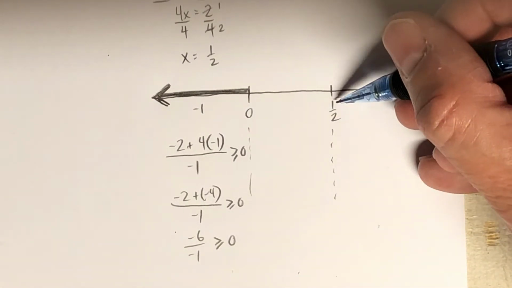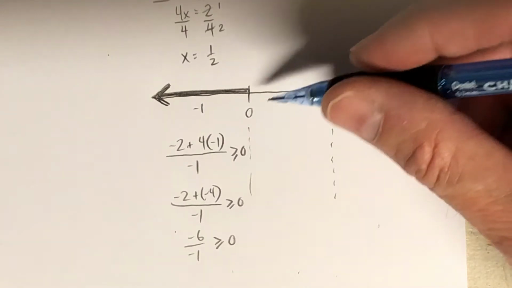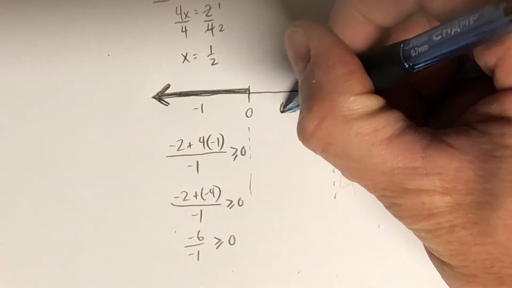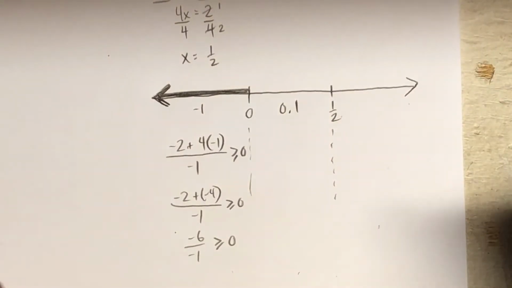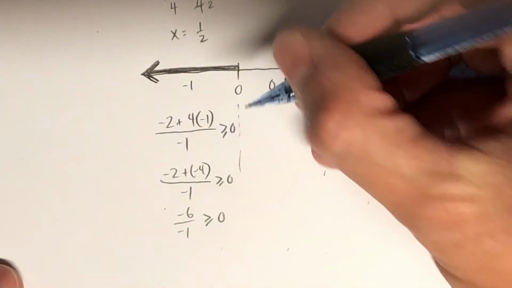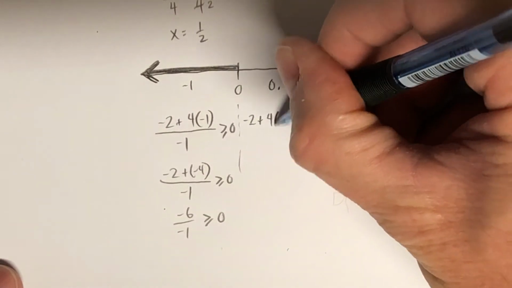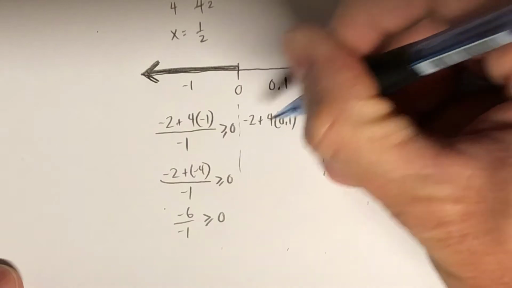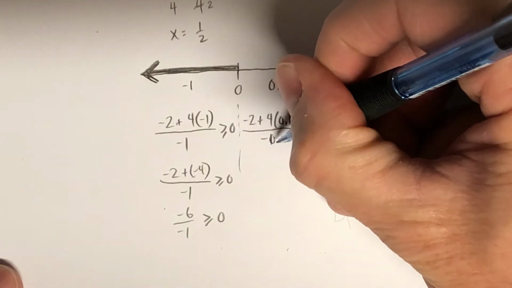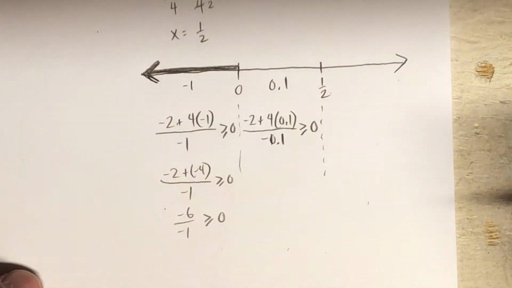Okay, now this one's a little bit of a tougher one, between 0 and 1/2. If you put 1/2 in your calculator, 1 divided by 2 is 0.5. So what's between 0 and 0.5? How about, I'll just do 0.1. How about that? You could do 0.2, 0.3, whatever. Let's plug that in. Plug it into the same fraction we did on the first part, like this. Your calculator will help you out here, because you've got decimals.